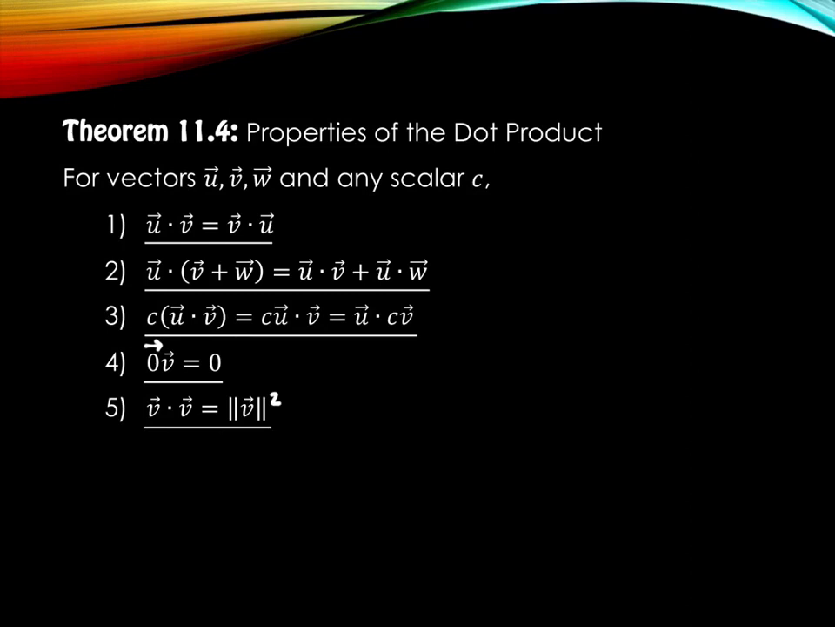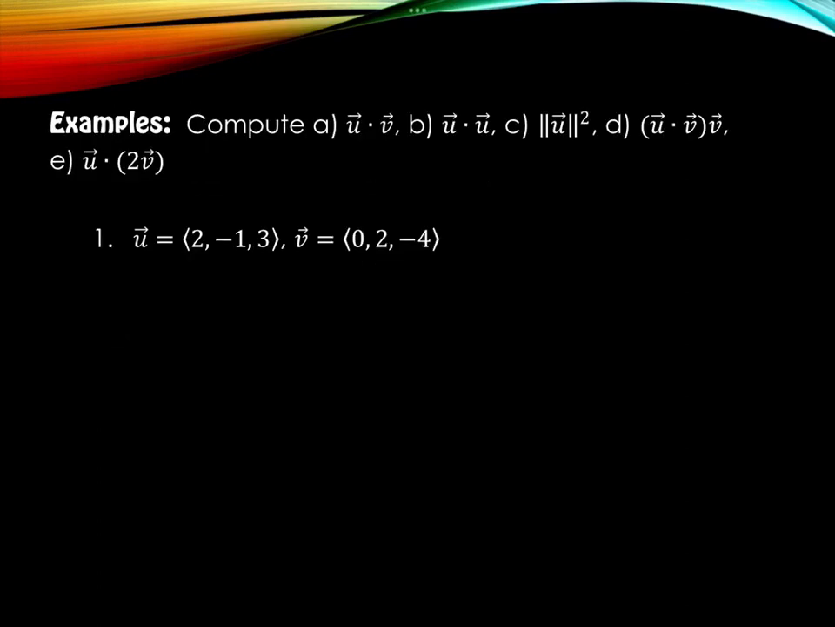Okay, you guys ready to try some? Yeah? Okay. So this is going to feel like arithmetic class a little bit with some vector notation thrown in. So we are going to find, I think it's 5 different quantities listed there above, for the vectors u, which is 2, negative 1, 3, and v, which is 0, 2, negative 4. So the first part, A, is wanting us to find u dot v.